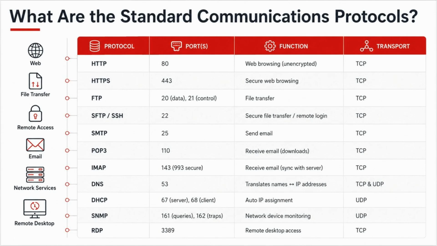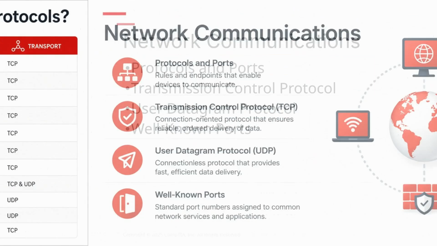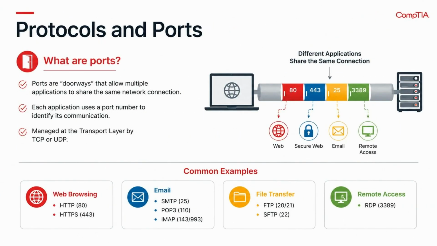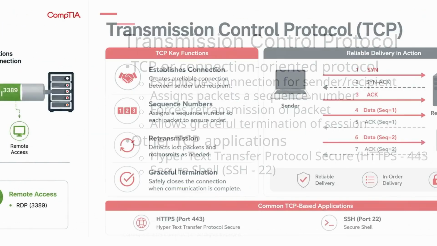This table provides your at-a-glance reference for standard communications protocols, their default ports, and whether they typically use TCP or UDP for transport. Throughout this lesson, we will cover the core aspects of network communications, including protocols, ports, the specific functions of TCP and UDP, and common well-known ports. Ports act as virtual doorways, allowing multiple applications to share a single network connection. Each application uses a specific port number to identify its communication, managed at the transport layer.